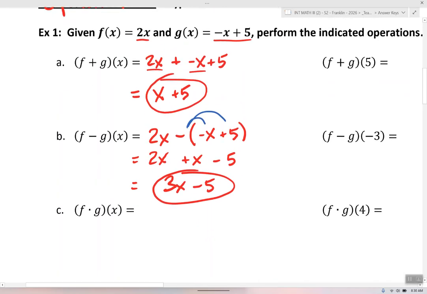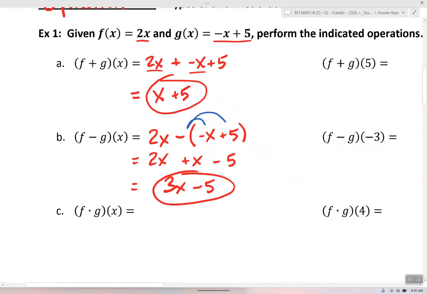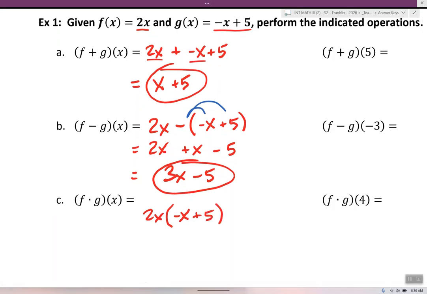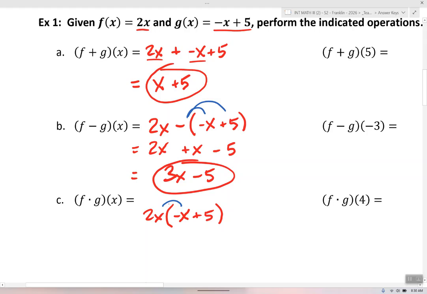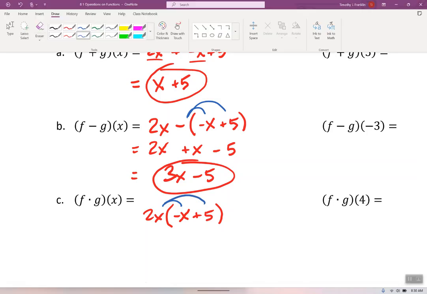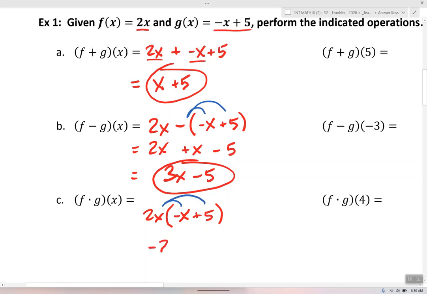And finally, multiplication here, f times g of x. So this is just 2x times negative x plus 5. And we'll use the distributive property to multiply 2x by both of those terms inside there. So negative 2x squared plus 10x.